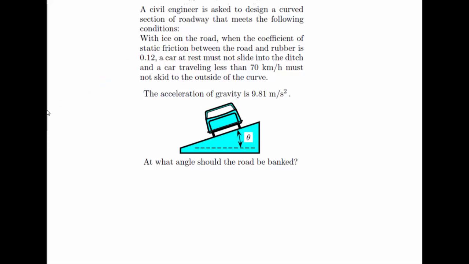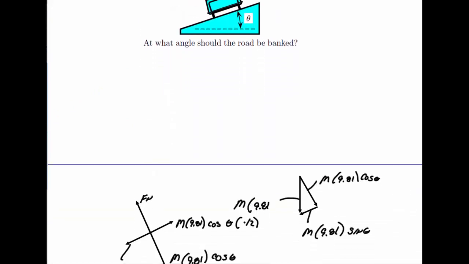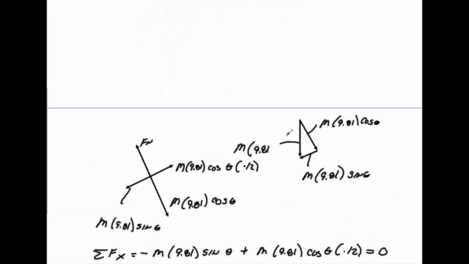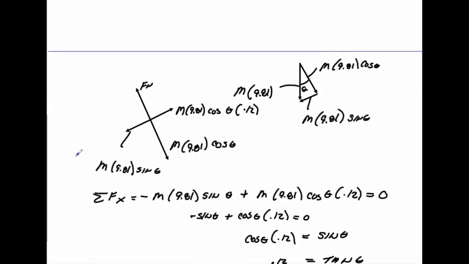To do this problem, the first thing to do is to look at the car that has no velocity at all, just sitting on the incline. What I did here is get ready to set up the free body diagram of the car. This vector would be mass times 9.8. I let this be theta. This would equal mass times 9.81 times the cosine of theta. This would be mass times 9.81 times the sine of theta.